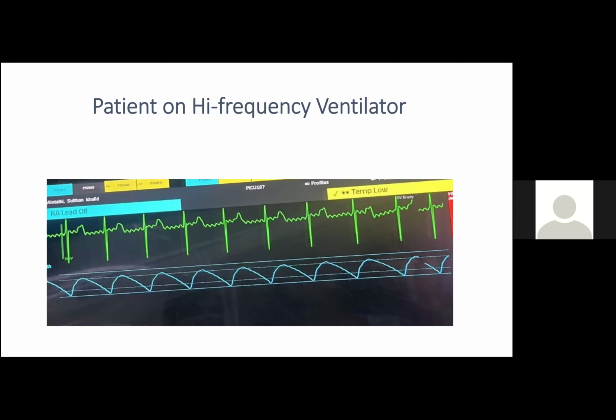I got this from one of the monitors for a patient on a high frequency ventilator. You will notice this one, and you will find it a lot in the cardiac monitor. This is just artifact. This is not flutter. This is not fib. This is artifact because of the oscillator. You may do a 12-lead ECG to confirm it, but even with the 12-lead ECG, you will find artifact with the oscillator.